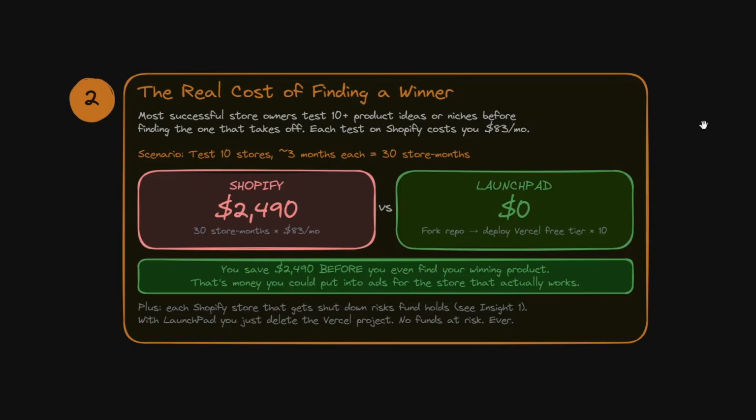Now, the second thing that no one talks about is the real cost of finding a winning product. You don't just build a store, put a product in, and it's all happy days. Basically, you have to iterate, you have to find a product, you have to test. So let's assume it takes you 10 stores until you find that winning product and you test for 3 months each. Basically, you've got 30 store months in total, which is $2,490 if you use Shopify. If you use your own tech stack, the total cost is $0. So basically, using your own tech stack, you are $2,500 ahead versus using Shopify.